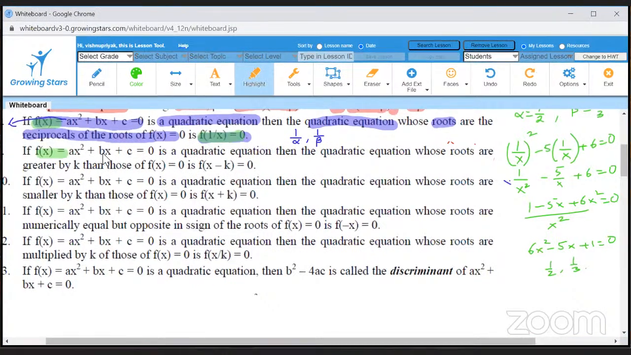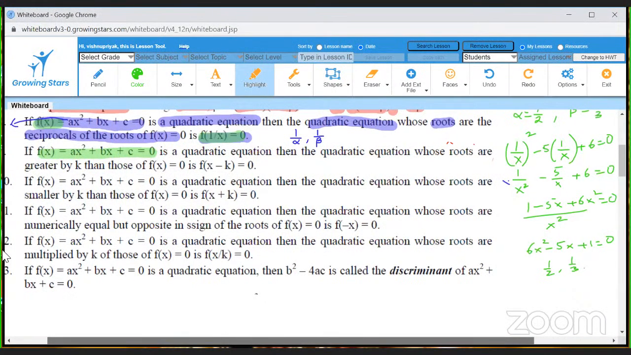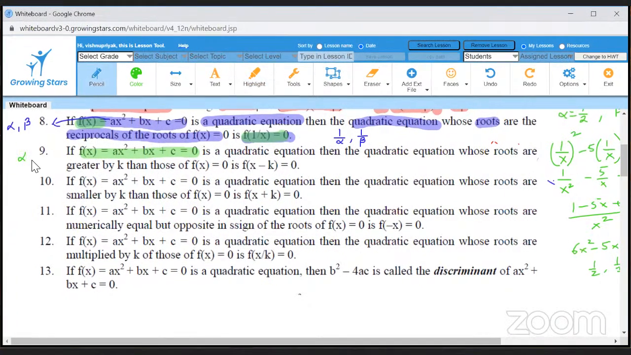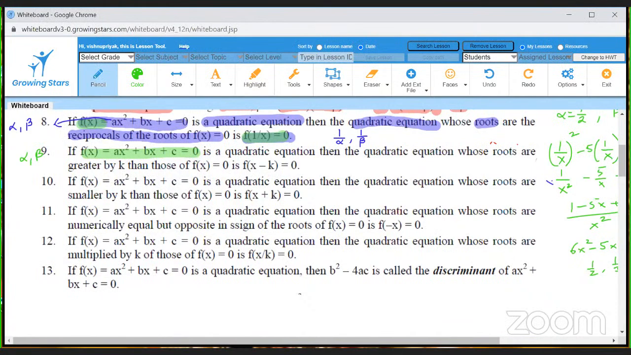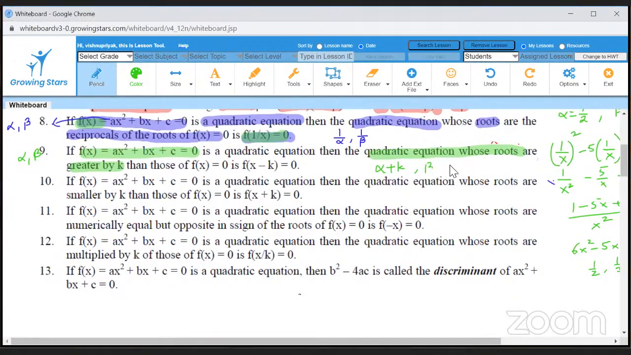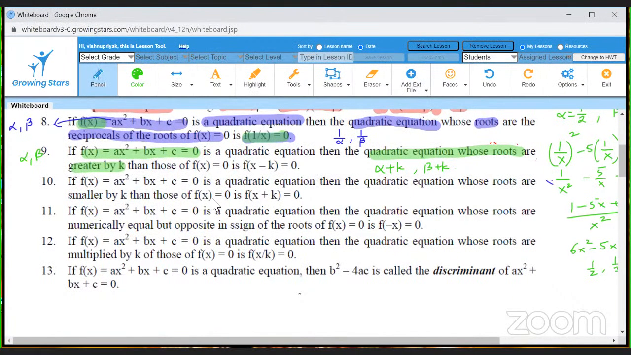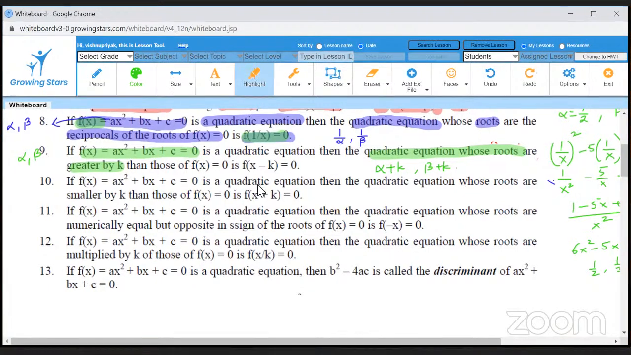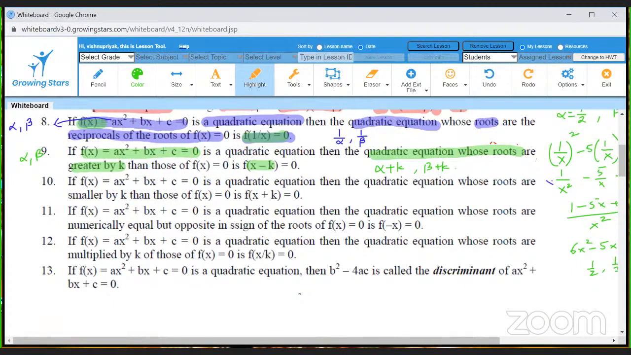Suppose f of x equal to ax square plus bx plus c equal to 0 has roots alpha and beta. You have to make another quadratic equation whose roots are greater by k. That means now the roots are alpha plus k and beta plus k. Then how will you get that new quadratic equation? In the same function, replace x by x minus k. You will get the new equation. Now I'm not giving an example for each and every one. One I have shown.